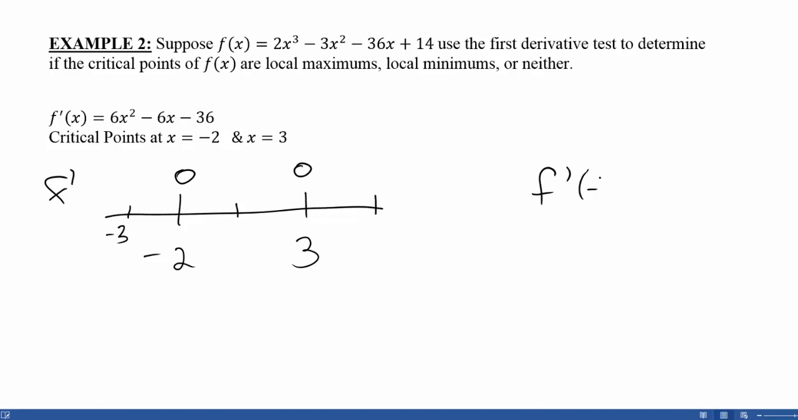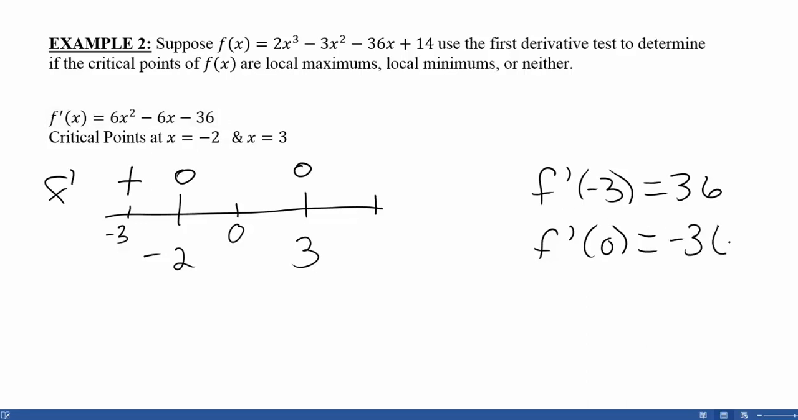So I'm going to plug -3 into my first derivative, and when I plug in -3, I'm going to get 36. So here, that's a positive number. So everything to the left of -2 is going to be positive. I'm also going to plug in something between -2 and +3. So the number I'm going to pick here is 0, because 0 is easy to work with. When I plug in a 0, I get -36, which means that that's going to be negative.